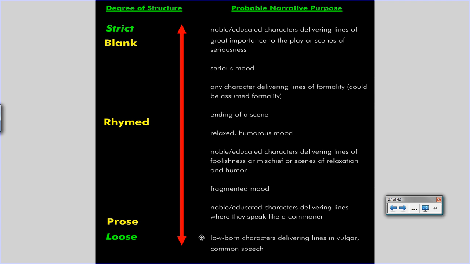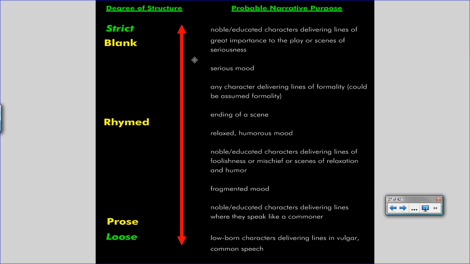With low-born, lower-class characters who are very uneducated, and especially if they speak in vulgar terms, they will speak in prose. They do not have the intelligence nor the structure to speak in any sort of verse, rhymed or blank, so they would simply speak in prose.